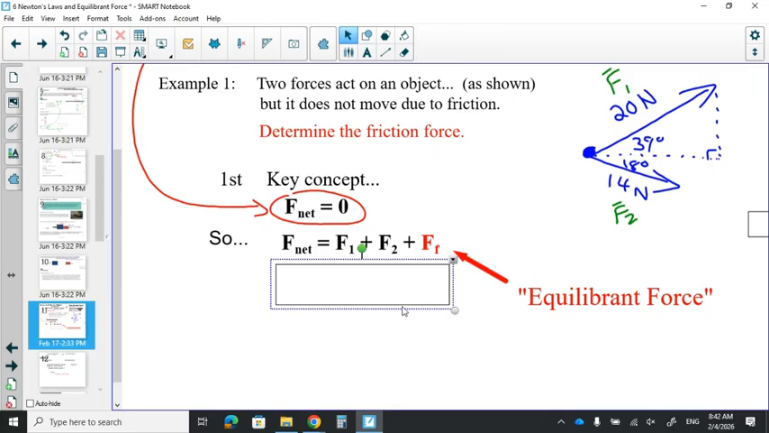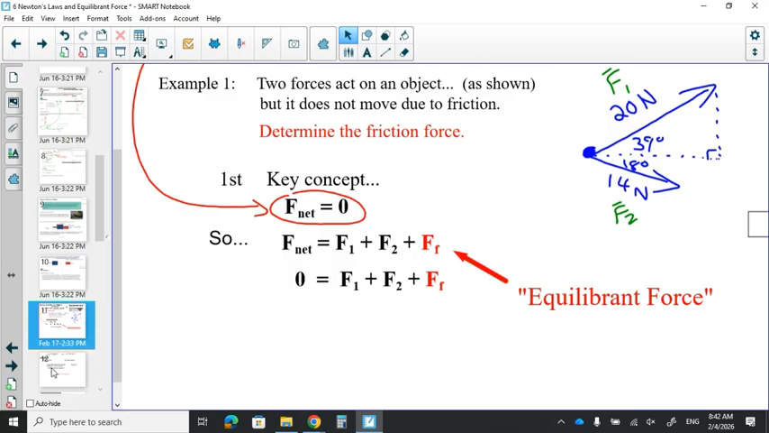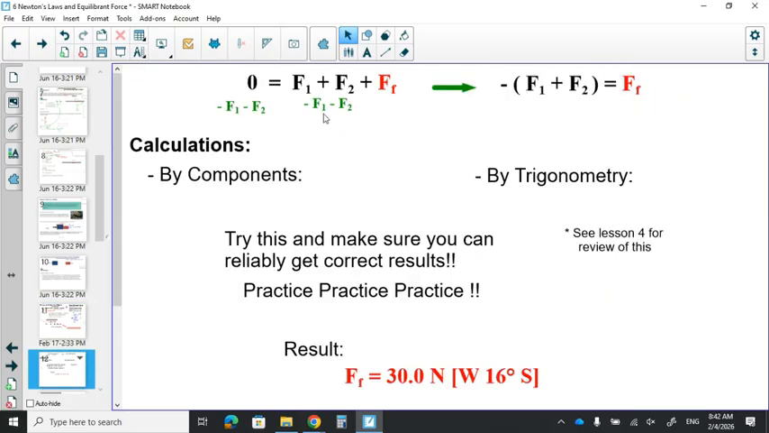So if you plug numbers in, you've got the 0, and then you take away F1 and F2 from both sides, and you end up with the equilibrant force, the friction force, equal to the opposite of F1 plus F2, right? And so adding up F1 and F2 is old news. Do it by components or by trig, sine law, cosine law, or, if you don't have those math skills, you need to learn them. But humans could get the answer by scale diagrams if they needed to, right?